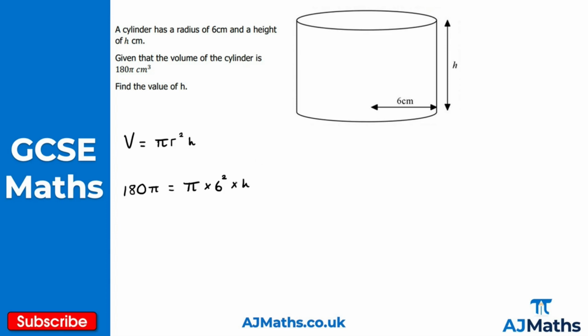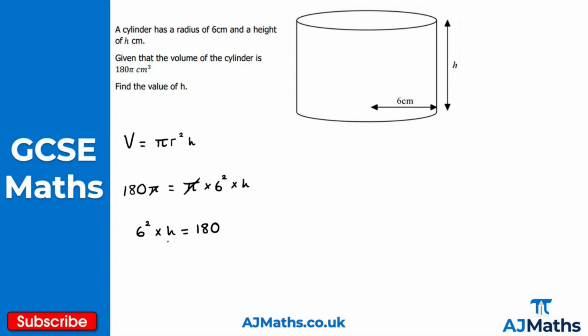So where do we go from here? Well, we have a pi on both sides, so the first thing I can do is get rid of that by dividing both sides by pi. That'll disappear on the left-hand side, and on the right-hand side as well. I'm just going to write it the opposite way around. I've got 6 squared times h is equal to 180. So the pi's have just disappeared off both sides.